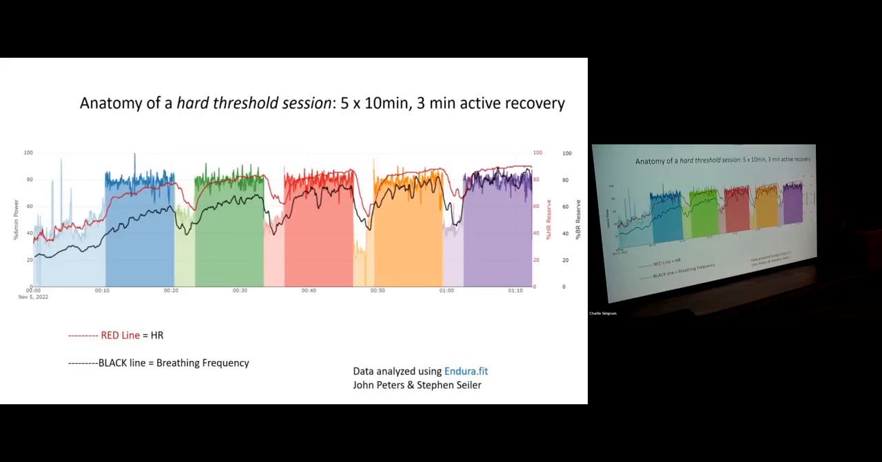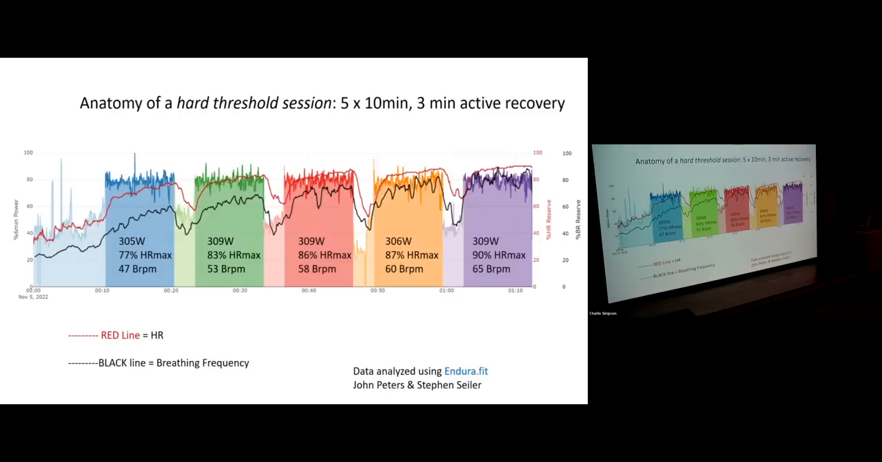But it's me cycling. I did this for you a couple of days ago before I left Norway, a 5 times 10-minute workout, which is kind of upper threshold, right around that second lactate threshold for me, 310 watts or so. And what you see, the red line is heart rate, and the black line is breathing frequency. What do you see? Power is the same within 2-3 watts across the 5 times 10 workout. So I managed to hold power pretty constant.